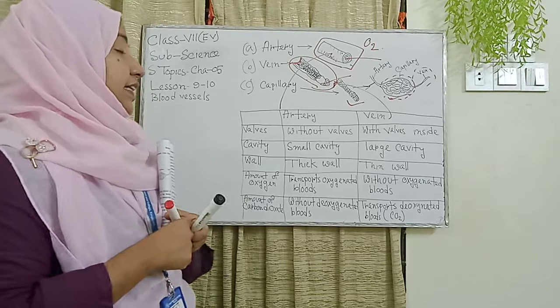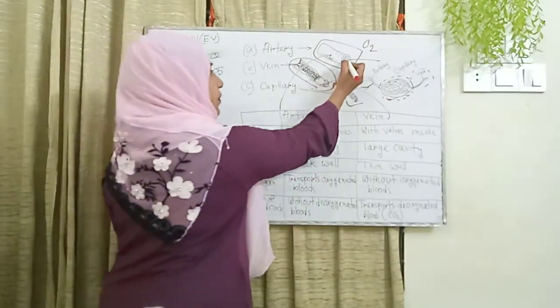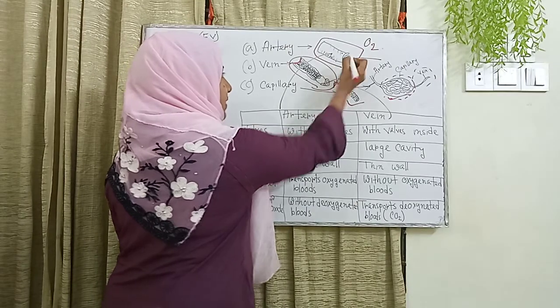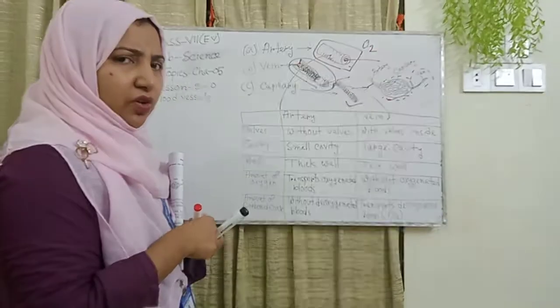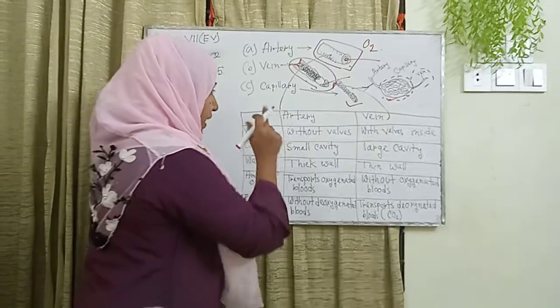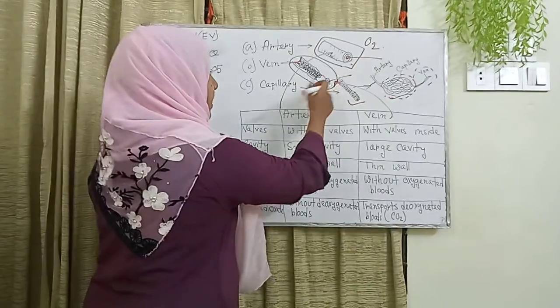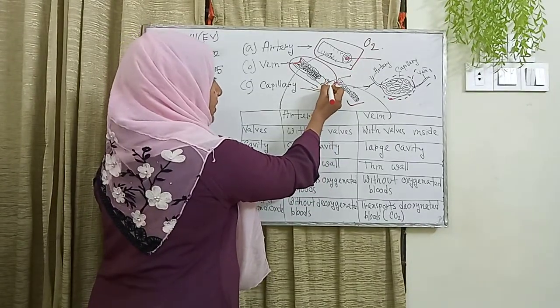Second structure is cavity, a small cavity. Everyone see this structure. Basically, it is also a very small cavity, in the artery. And another topic is vein. Vein basically has a large cavity.